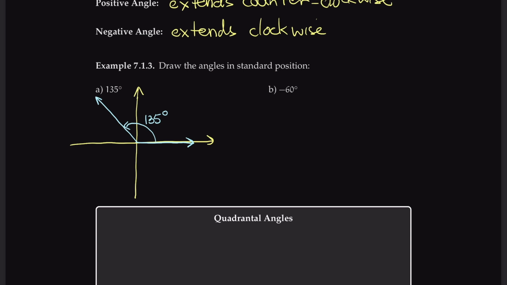Now on the second one, we're given negative 60 degrees. So we know this one is actually going to extend clockwise because it's a negative angle. And so we'll start at the positive x-axis again with our initial side, but this time we are actually going to extend clockwise 60 degrees. And 60 degrees is 2/3 of the way to 90 degrees. So it's going to be somewhere right about there. So let's draw that. And so our negative 60 degrees is going to be right about here. And we'll extend clockwise to denote that this is a negative angle.